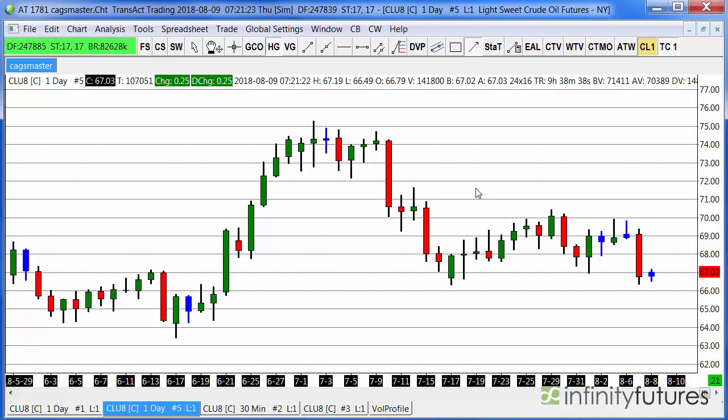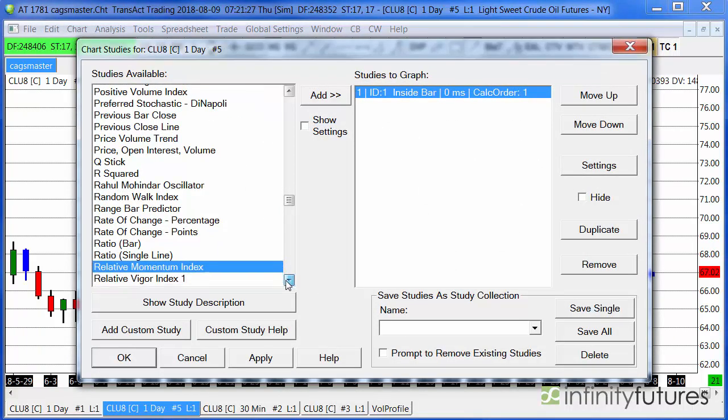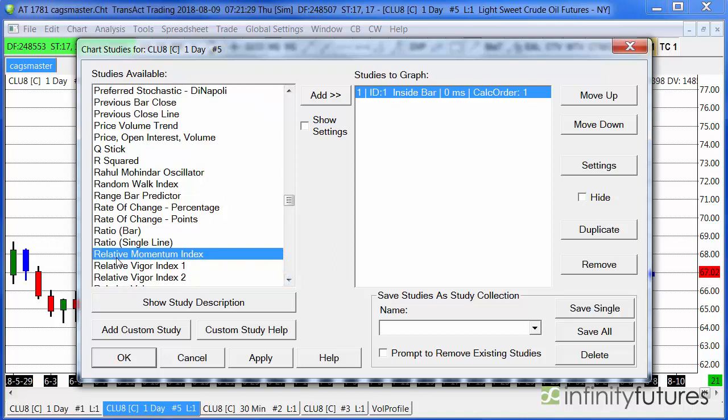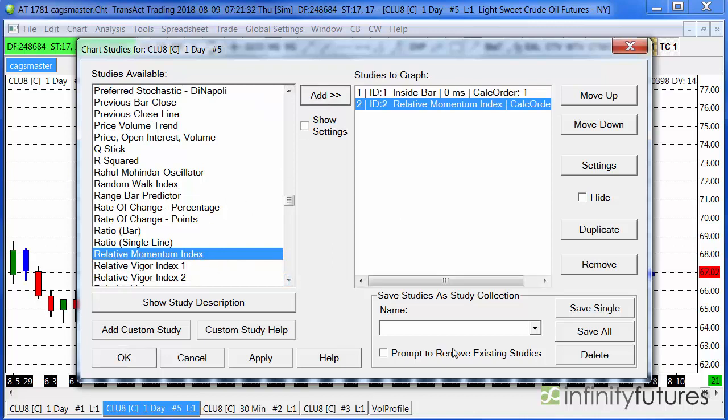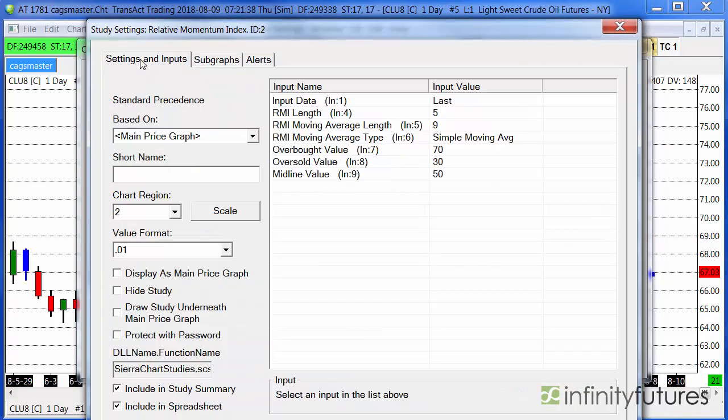To add it, it's pretty simple. You're just going to take a chart, any chart, pick a card, any card. You're going to go to Analysis and Studies, and you're going to scroll down until you see Relative Momentum Index, RMI, and you're going to add it. Notice I already have the inside bar study here, but ignore that. That's irrelevant.